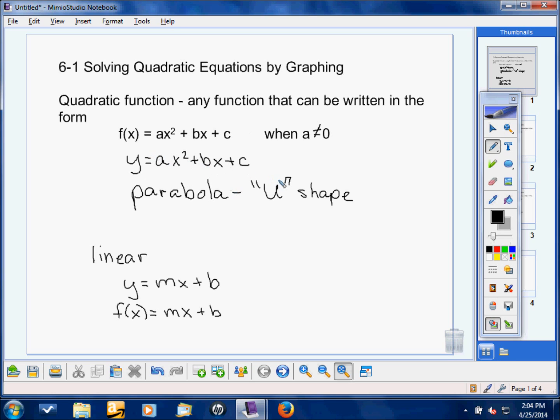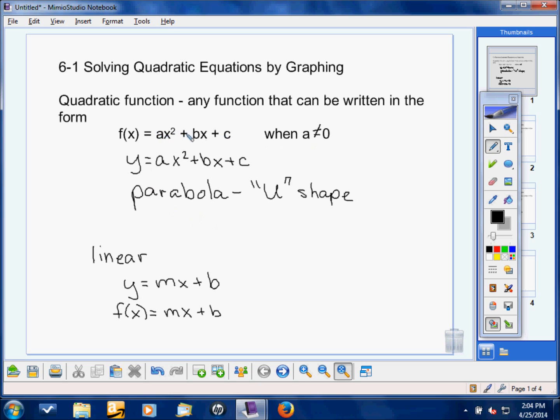A, B, and C are numbers, but in order to get that U shape that I'm talking about, and we'll do some very careful graphs later, it has to have a squared term. That's why there's this little addition here that says when A doesn't equal 0. So the B part can completely drop out, that can be 0. The C part can completely drop out, that can be 0. But it has to have a squared term in order to be what we call a quadratic, to get that special shape. Okay?